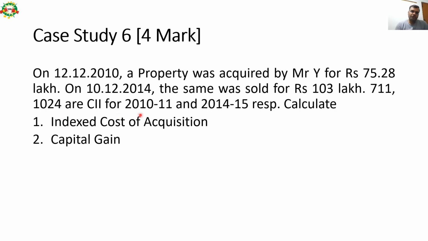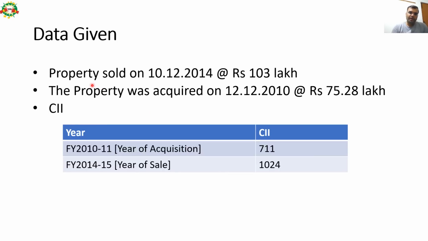711 and 1024 are the cost index for 2010-11 and 2014-15 respectively. Calculate the cost index, cost of acquisition and capital gain. Here the property was sold on 10 December 14 at a cost of 103 lakhs, and the property was acquired on 12 December 2010 at a cost of 75.28 lakh. The cost index for 2010-11, the year of acquisition, and for 14-15, the year of sale, has been given in the question.